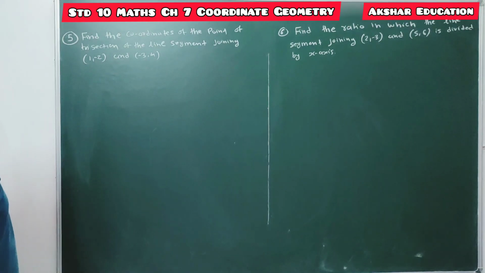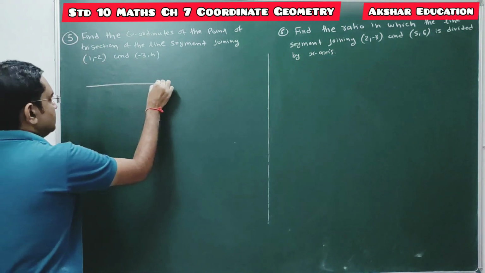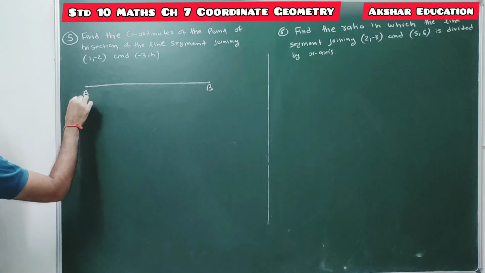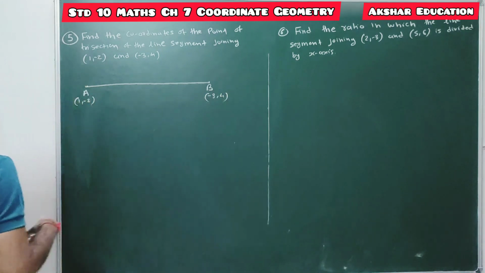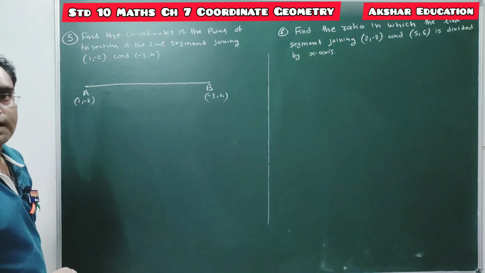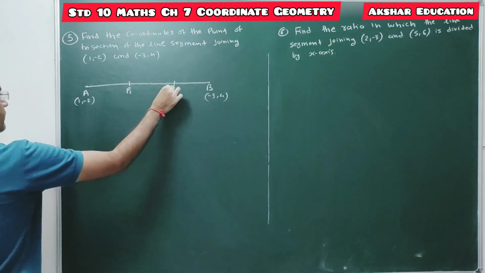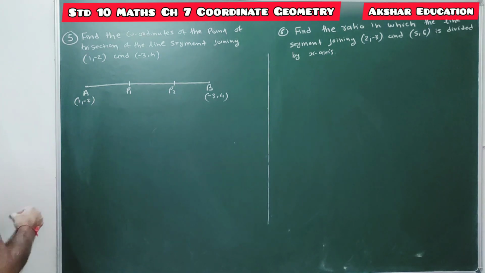Okay, now students, question number 5. Find the coordinates of the points of trisection of the line segment joining (1, minus 2) and (minus 3, 4). Line segment is given. This is the line segment. Endpoints are A and B. Coordinates of A are (1, minus 2) and B is (minus 3, 4). You have to find the coordinates of the points of trisection. Trisection means dividing the line segment into 3 equal parts. So the points of trisection are point P1 and point P2, which divide the given line segment into 3 equal parts. So you have to find the coordinates of these points P1 and P2.